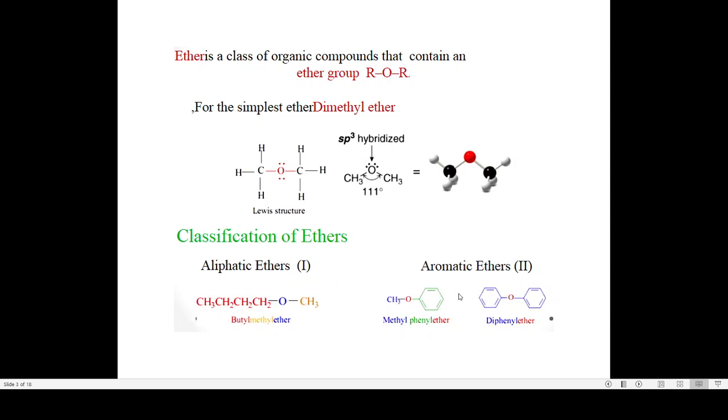Coming to the aromatic ether, we have a phenyl group which is bonded to the oxygen, and on the other side we have a methyl. So we have an alkyl and an aryl group, an example for an aromatic ether. We can also have two aromatic groups bonded to the divalent oxygen. For example, diphenyl ether is an example for an aryl ether.